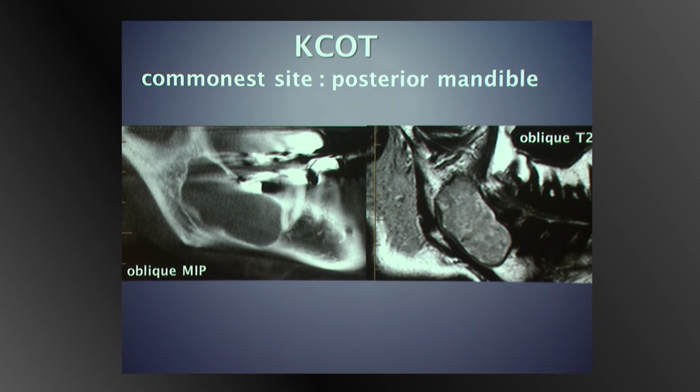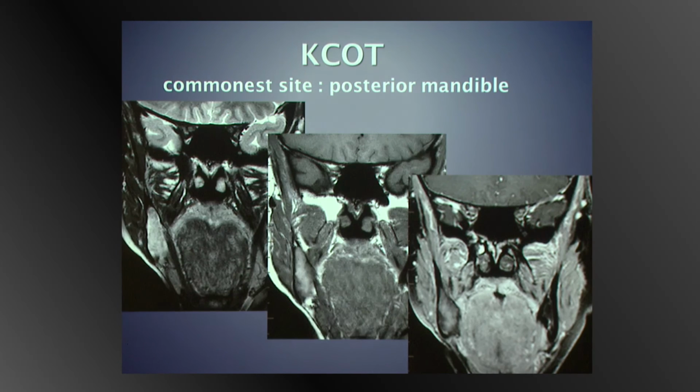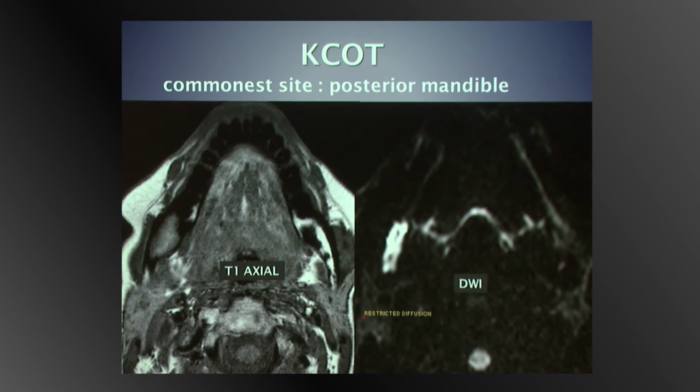This one is not associated with erupted teeth. There's our thick MIPs. There's our T2 dropout due to keratin. There's T2 with dropout, T1 with some hyperintensity and no enhancement following GAD. T1 axial, faintly hyperintense, and quite significant restricted diffusion.